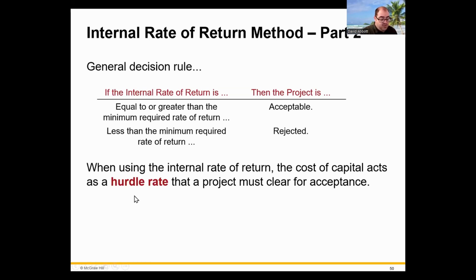Now, if the internal rate of return is equal to or greater than the minimum required rate of return, then the project would be acceptable. If it is less than the required rate of return, then the project would be rejected. When using internal rate of return, the cost of capital acts as a hurdle rate that a project must clear for acceptance.